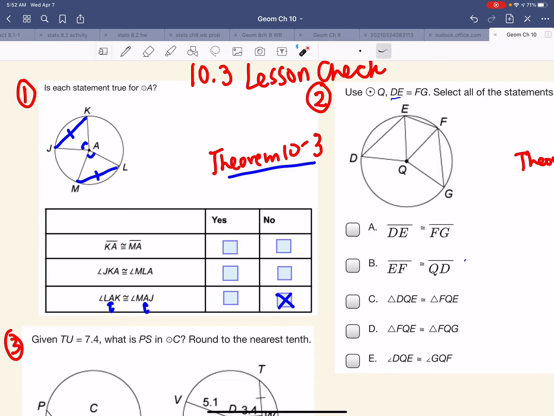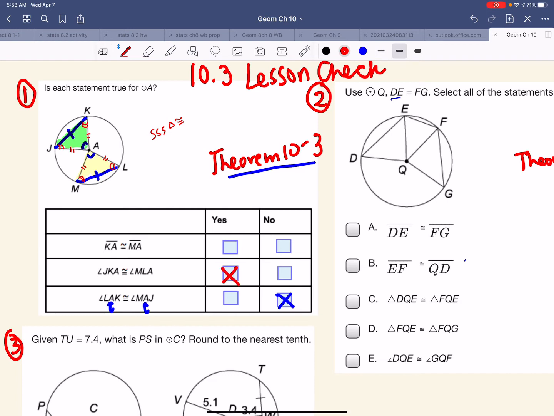The next angle they ask us to look at is JKA, MLA. So they want us to look at these angles. Well, I think we proved today, right, that these two triangles are congruent for a number of reasons. Mostly because all radii are equal, right? So these are all radii, so they're all equal. We can see here just in the picture, because all three sides are congruent, we can say that all those angles are congruent. So I'm going to say yes.